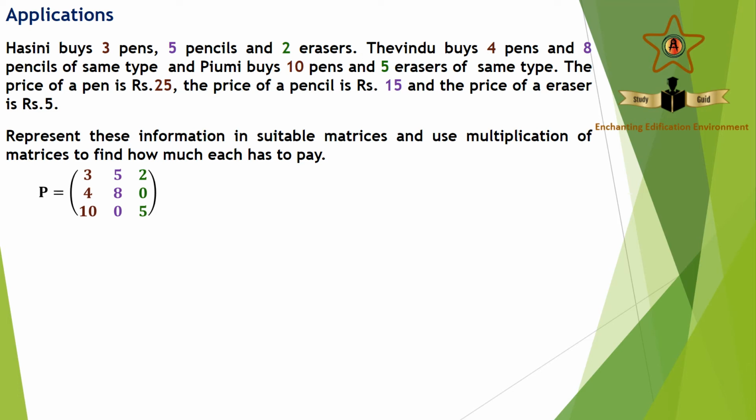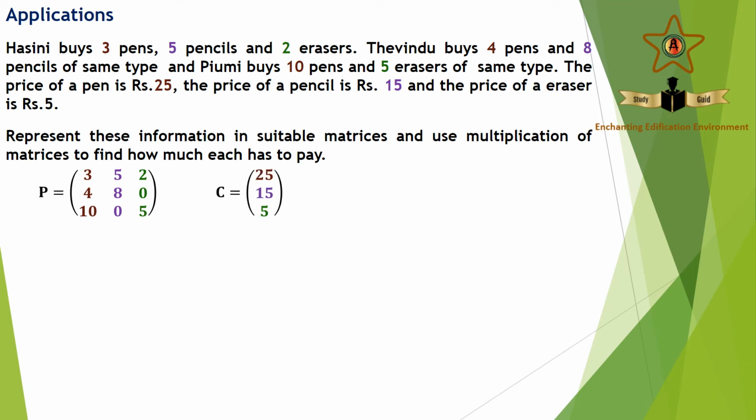First row, the number of items bought by Hasini. Second row contains the number of items bought by Devindu. And the third row contains the number of items bought by Pumi. Now we have to represent the item cost or unit prices in another matrix.